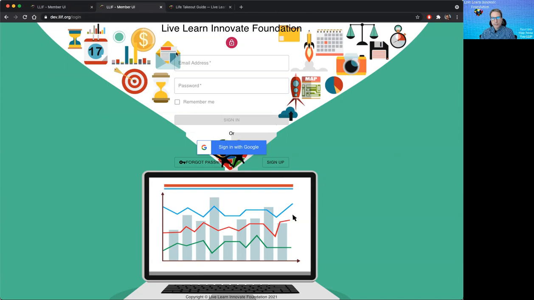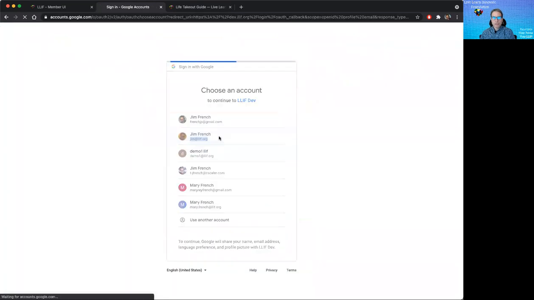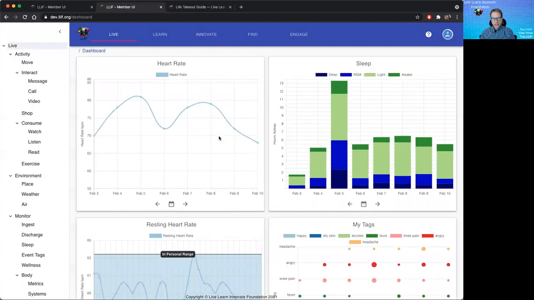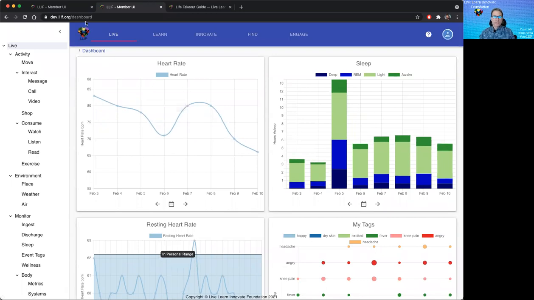So first of all, we have email and password here. We'll be removing that. We are currently supporting sign in with Google only. And we will be updating this page so you can see how many members we actually have on an ongoing basis, and just choose your Google authentication and you're dropped into the Live tab.